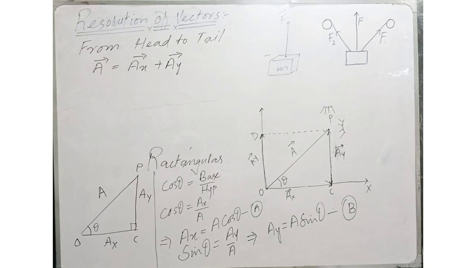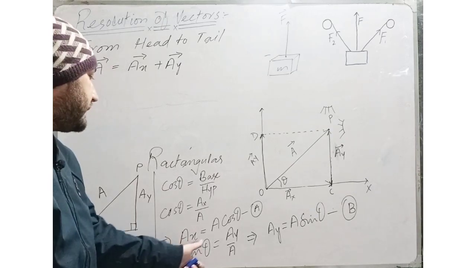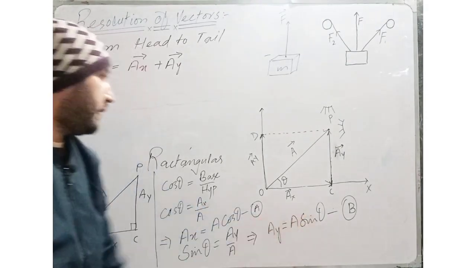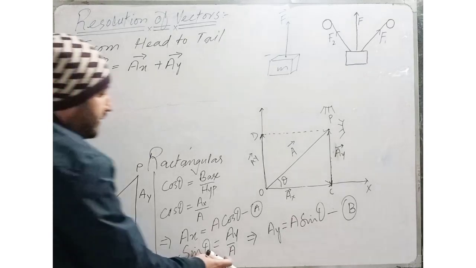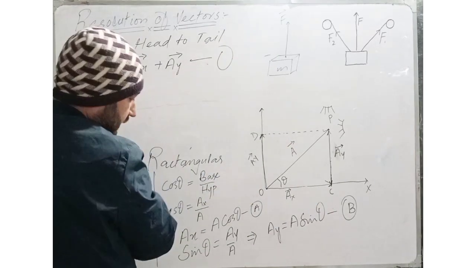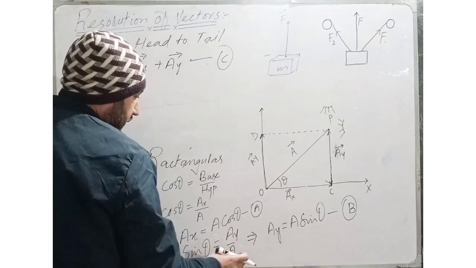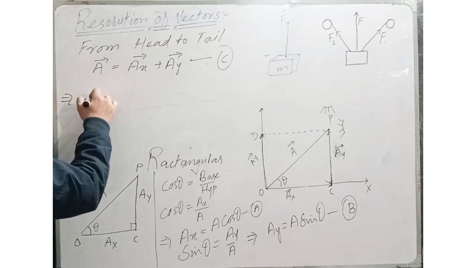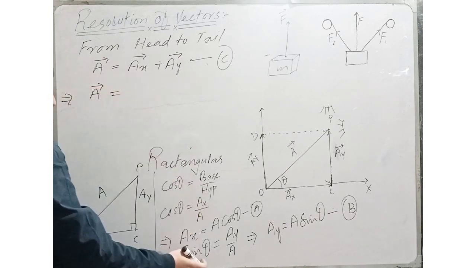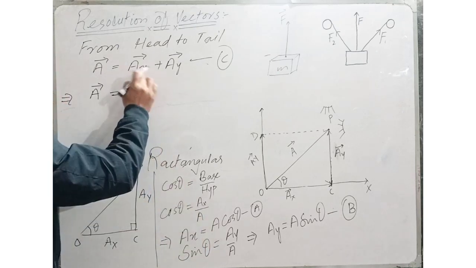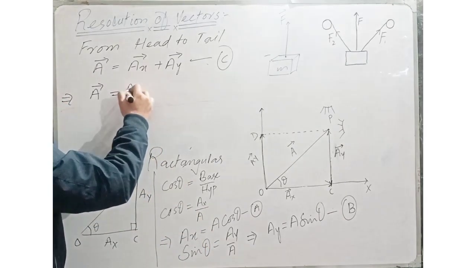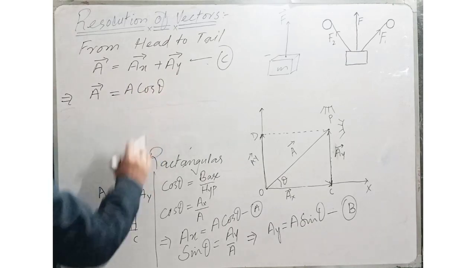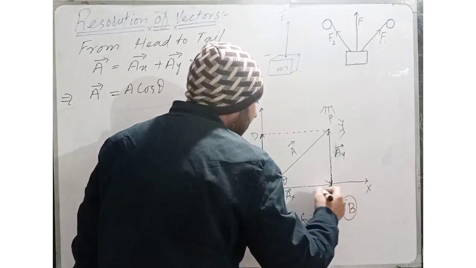Now we have found ax in terms of the original vector and cosine, and ay in terms of A and sine. Let's call this equation C, right? So we can replace equations A and B in equation C. So we will get A equal to, here instead of ax we can replace A cos theta. Now we know that the unit vector along the x-axis is i.